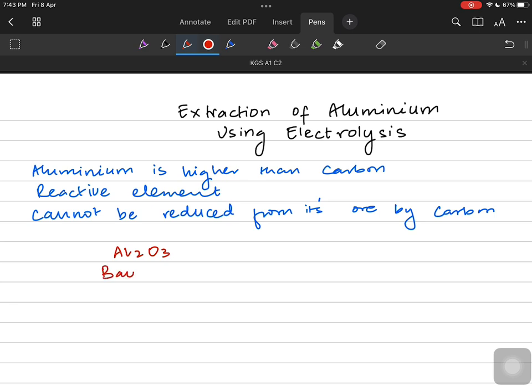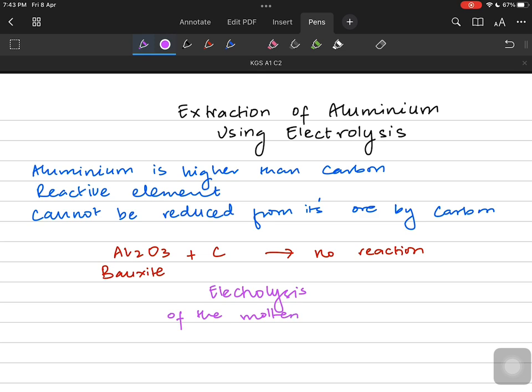For example, if you have the ore of aluminium, which is known as bauxite, Al2O3, and if you heat it with carbon, you're not going to see any reaction because carbon is lower in the series. Carbon is not going to replace the aluminium. So you need to go for the process of electrolysis, where you reduce the element by passage of electric current.